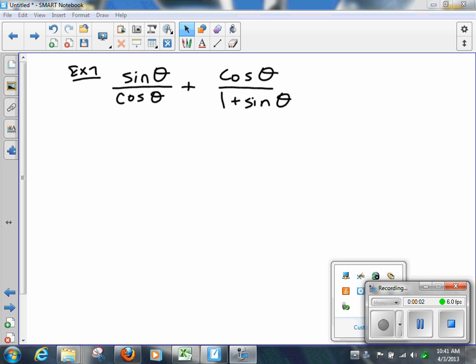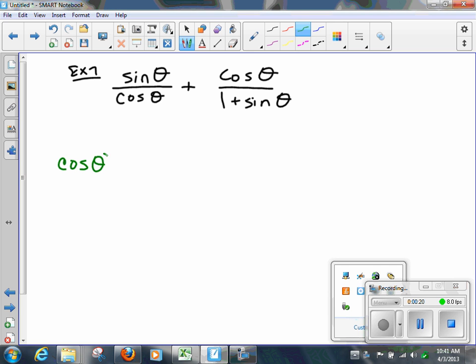All right, we got two fractions, okay? What do we have to have when we're adding fractions? Common denominators. I got cosine, I got 1 plus sine. How do I get a common denominator? Multiply them together. Multiply them together.